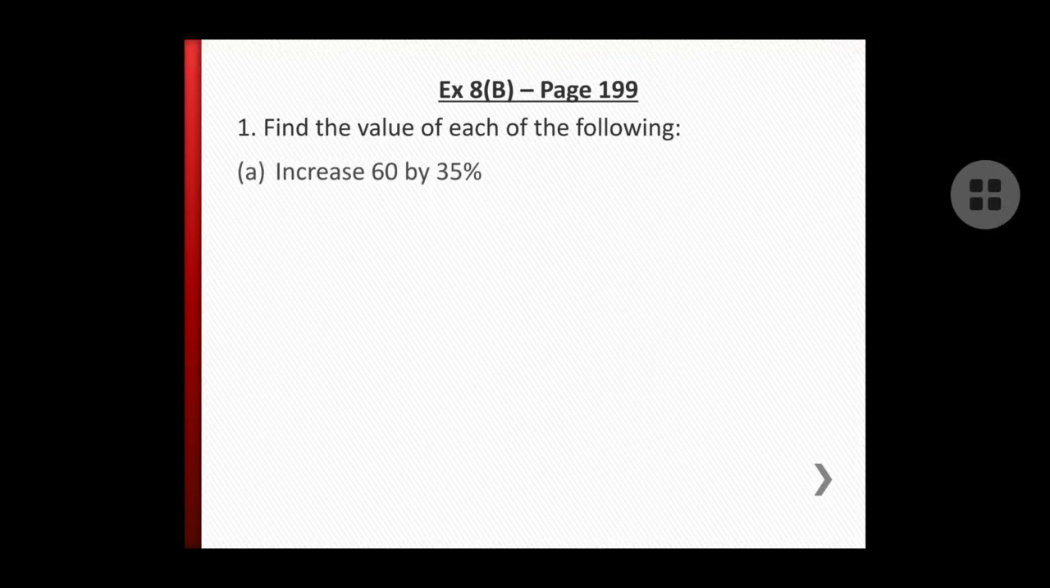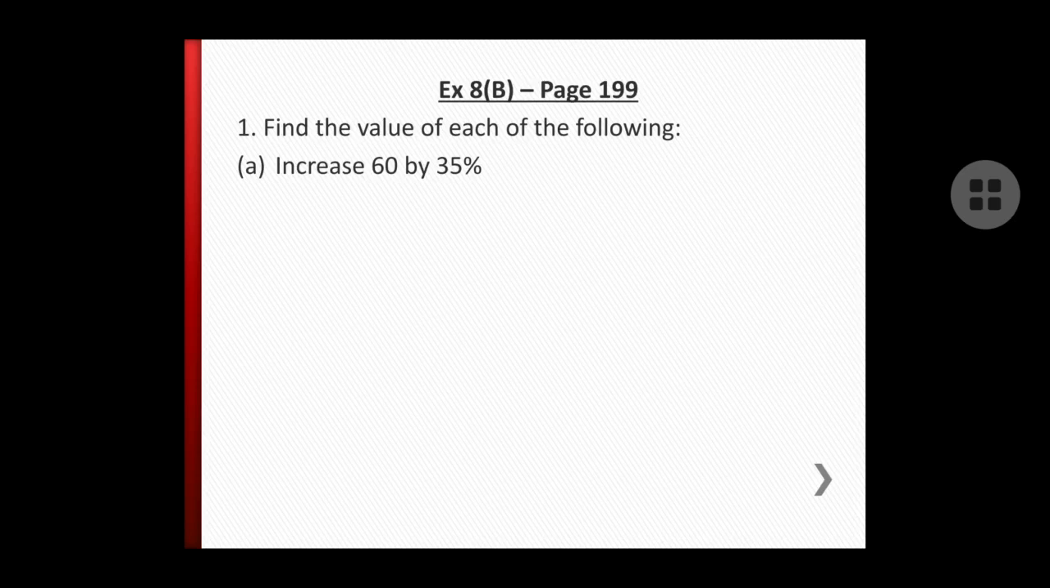Okay, so please take the page. I hope you are ready. The first question, find the value of each of the following. They have asked you to find the value of it. The first part, A. So A part is increase 60 by 35%. So you can do any of the methods. So in the first question, I will explain both. Okay, you can choose any one, but the next procedures and all I will be doing only one.